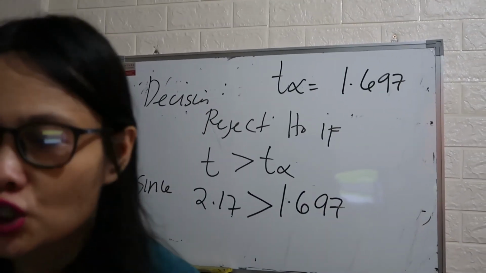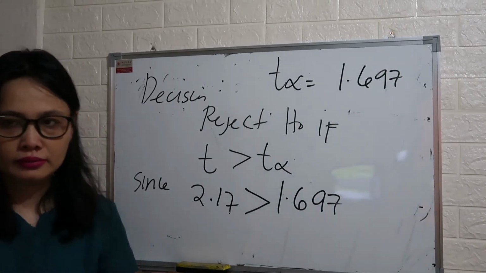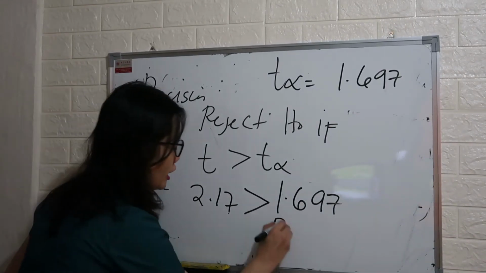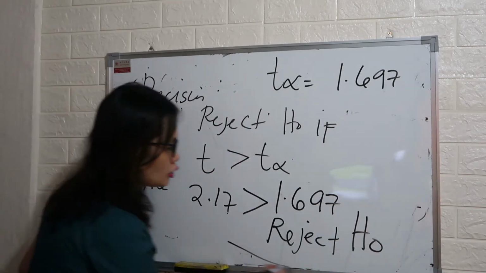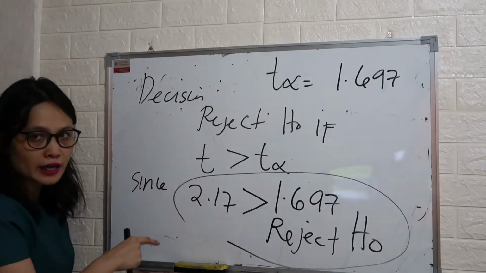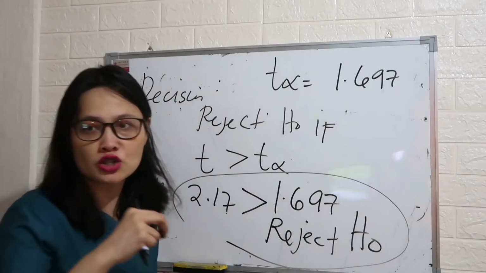So what will be your decision? Do we need to reject or fail to reject? Reject, please. Okay. So reject H0, because 2.17 is greater than 1.697. So we need to reject H0.